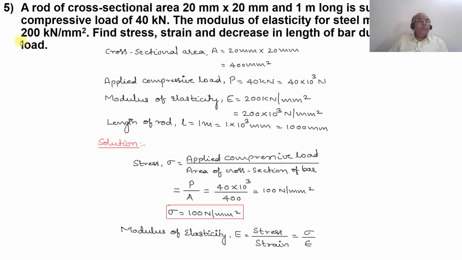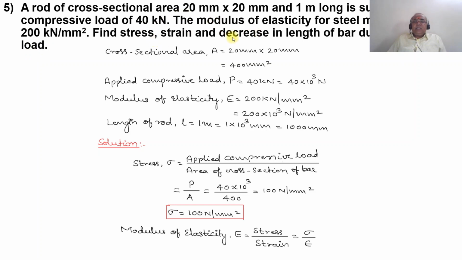Now, we're going to take up one more problem on mechanics of materials, problem number 5. It reads: a rod of cross-sectional area 20 mm by 20 mm and 1 meter long is subjected to a compressive load of 40 kilonewton. The modulus of elasticity for steel may be taken as 200 kilonewton per mm square. Find stress, strain, and decrease in length of bar due to the applied load.